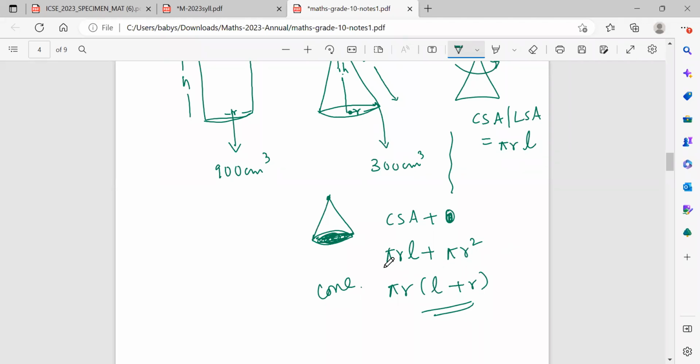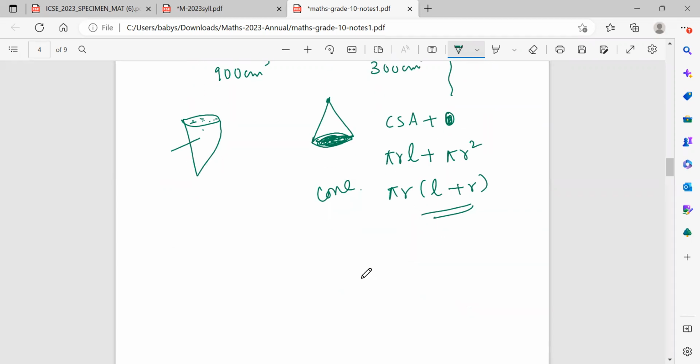Again, if it's a hollow cone, then there's nothing like base radius. You need not find out the TSA or total surface area or something like that. Here it's a hollow cone, and let's say they want to fill it with ice cream or something, and they'll ask you the volume of ice cream that can be accommodated in this cone or so on. So you need to remember this.